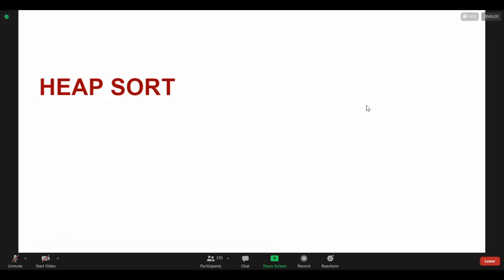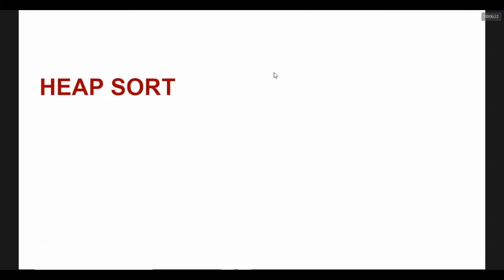Today I explain heap sort. In the heap sort technique, two important concepts are used. One is the array concept and the balanced binary tree concept. All of you know what arrays are and what a balanced binary tree is.